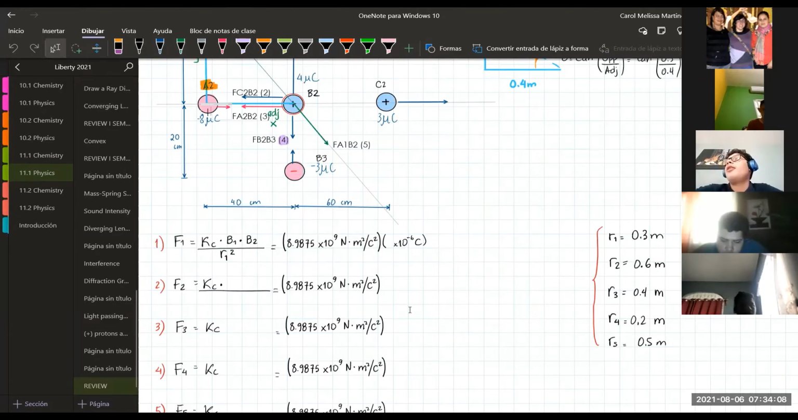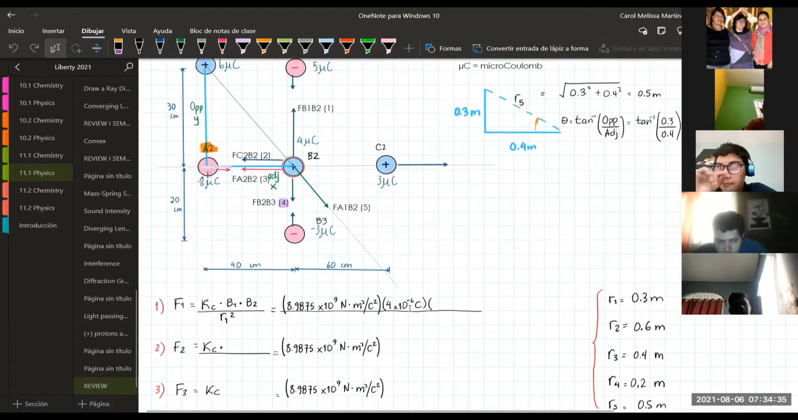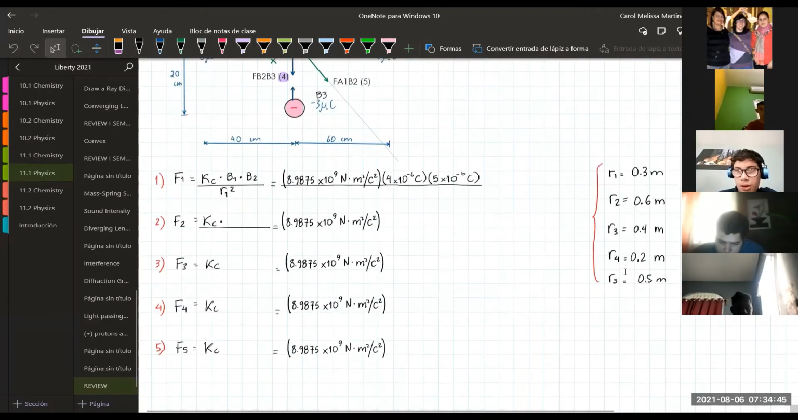Van a hacer esto en su calculadora porque quiero que lo hagamos súper rápido. En your calculator van a poner estos valores y van a multiplicar por 4 y 5. Divided by the first R, that is 0.3 meters.